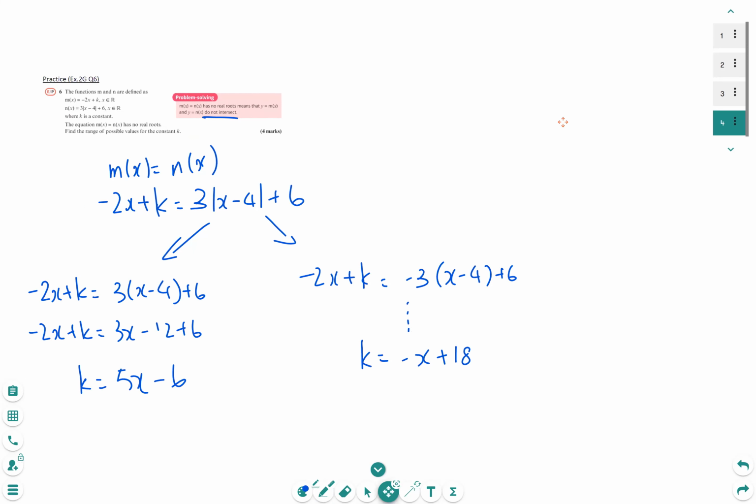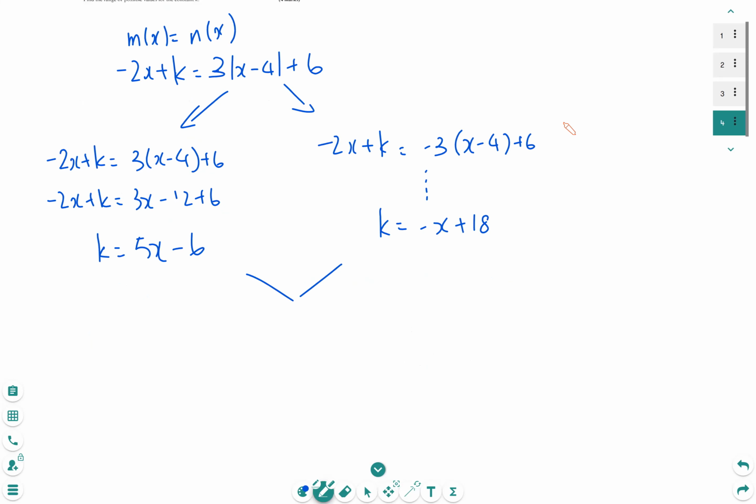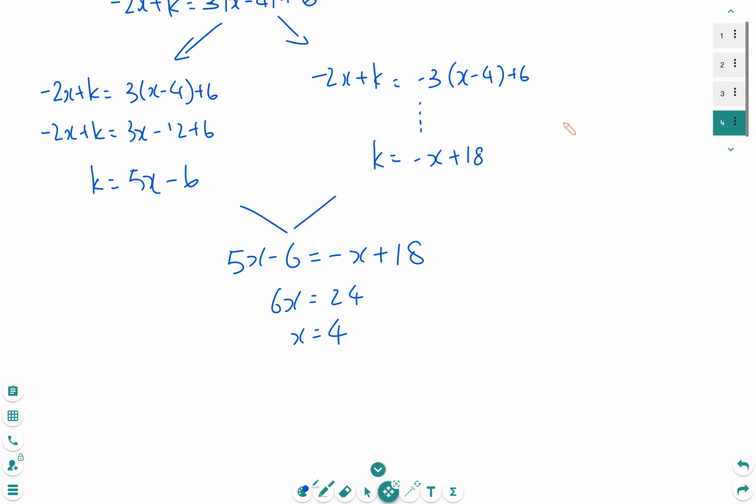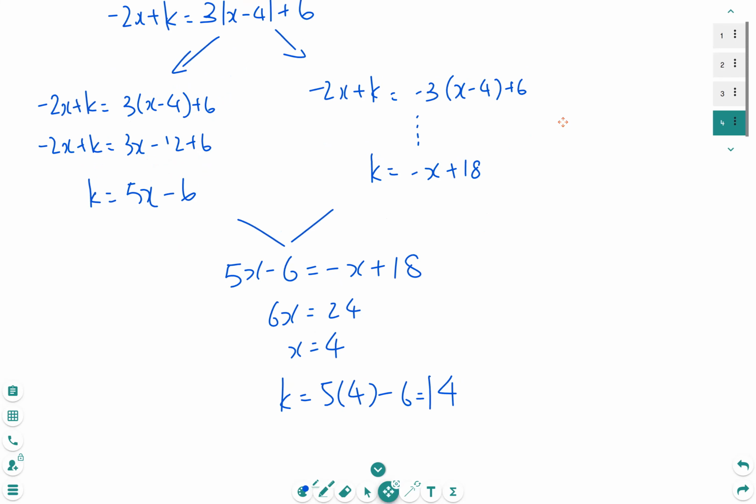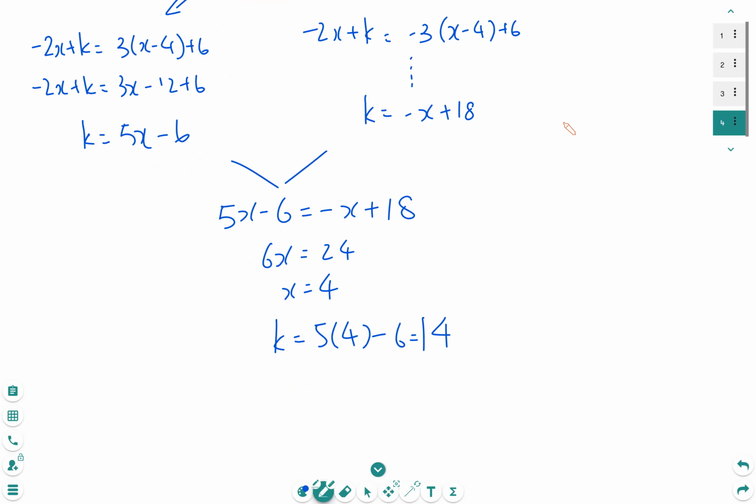So if I try to make them equal, simultaneous equation, 5x minus 6 equals minus x plus 18. You get 6x equals 24, x equals 4. So therefore, k equals 5 times 4 minus 6, which is 14. Now remember, they don't intersect. So what does this number mean then? It means when k equals 14, m of x and n of x intersect.